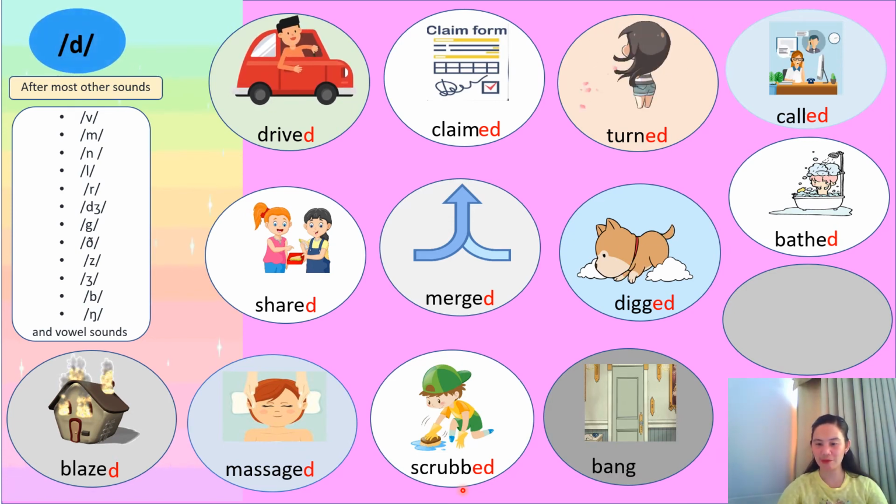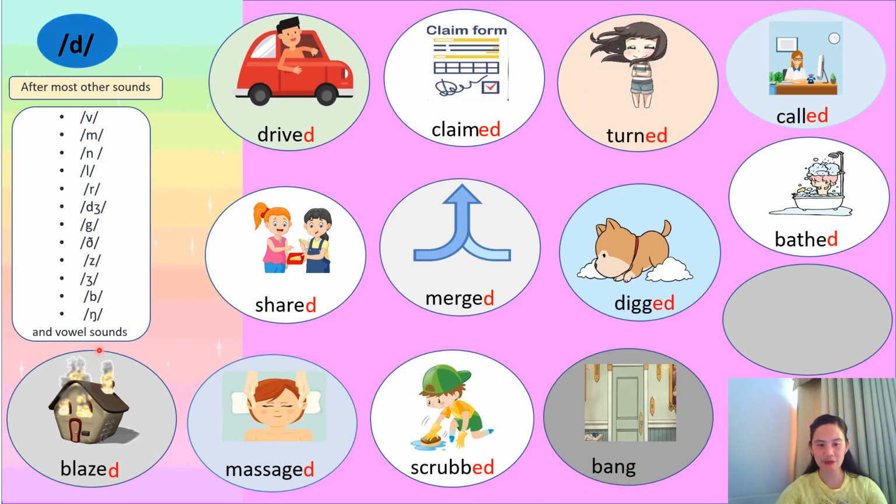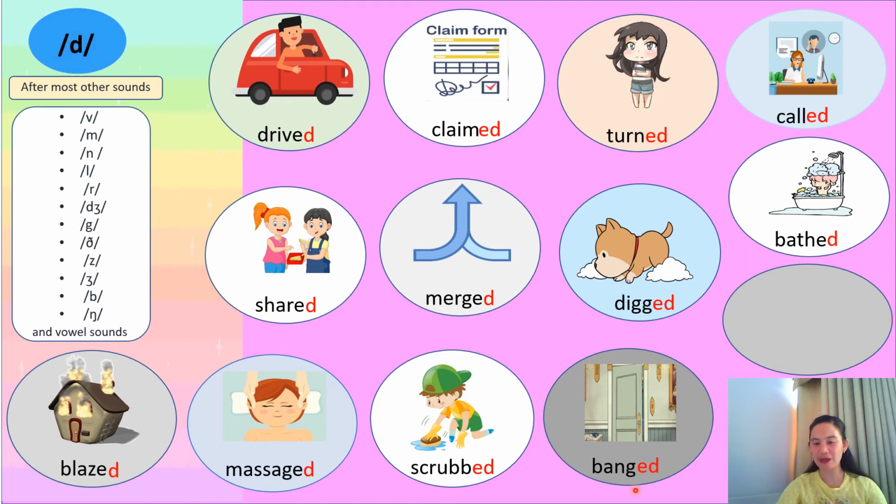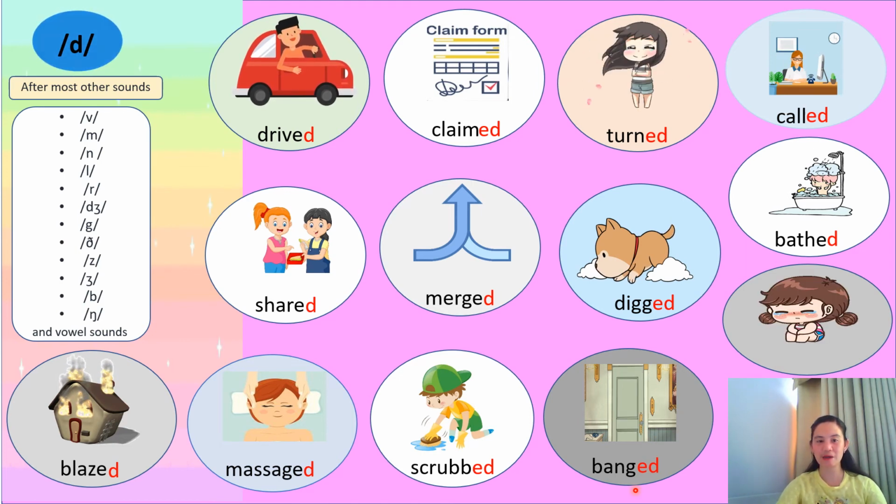Next word, we have the word bang. Ng is the last sound, and this is the phonetic translation of the sound of ng. Let's make it into past tense by adding suffix ed at the end. We're going to read the word as banged.